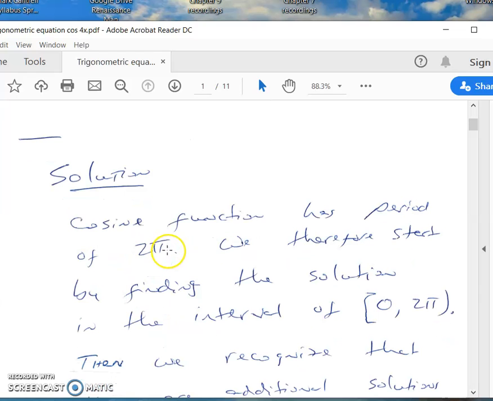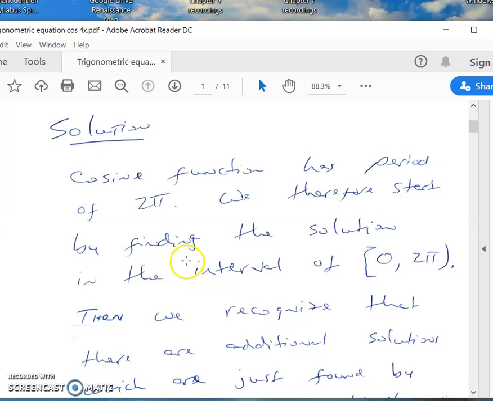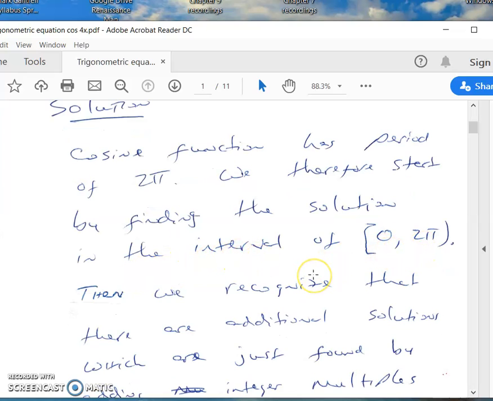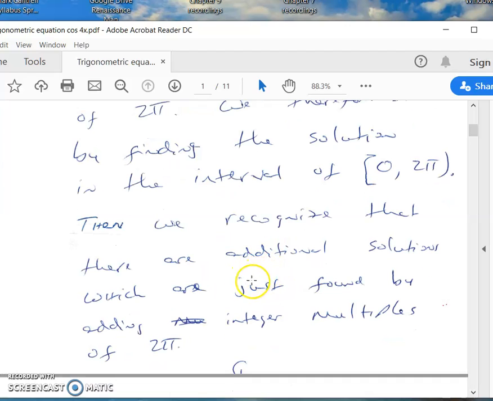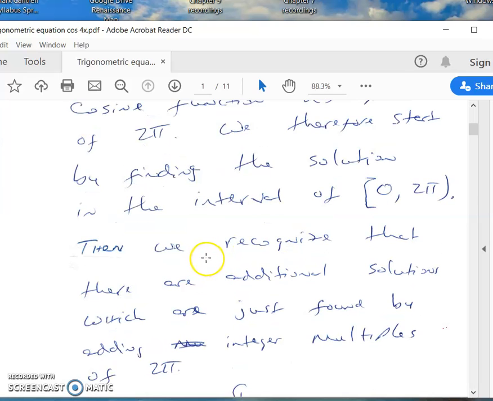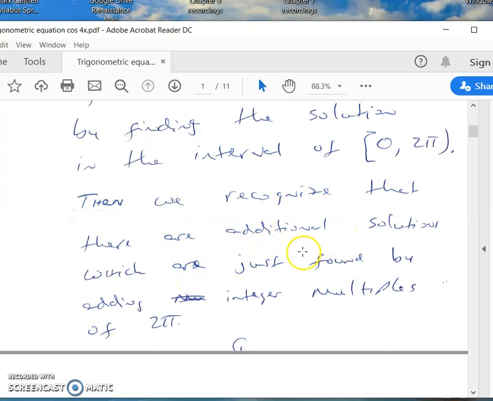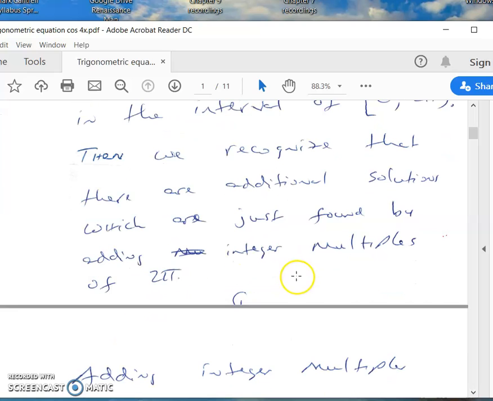Well, the cosine function has a period of 2 pi. We therefore start by finding the solution in the interval of 0 to 2 pi, but we recognize that there are additional solutions. After we find that first solution, there's going to be an infinite number of solutions because the sine and the cosine, all of the trigonometric functions, are periodic functions. So once you have one solution, you have a whole family of solutions. You just add the appropriate thing to it to get the additional solutions. In this case, we're going to find the solution between 0 and 2 pi, and then find the additional solutions just by adding the integer multiples of 2 pi.